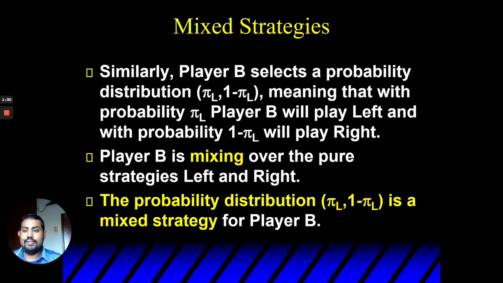Similarly, the same goes for player B, who selects probability distribution pi L and 1 minus pi L, meaning that with probability pi L player B will play left, or with 1 minus pi L will play right. Player B is also mixing over the pure strategies. I'm surprised that most of you could answer questions 2 and 3 especially, and I don't know where you got the answer. Here we will learn how we get those solutions. So let's look at the next part.